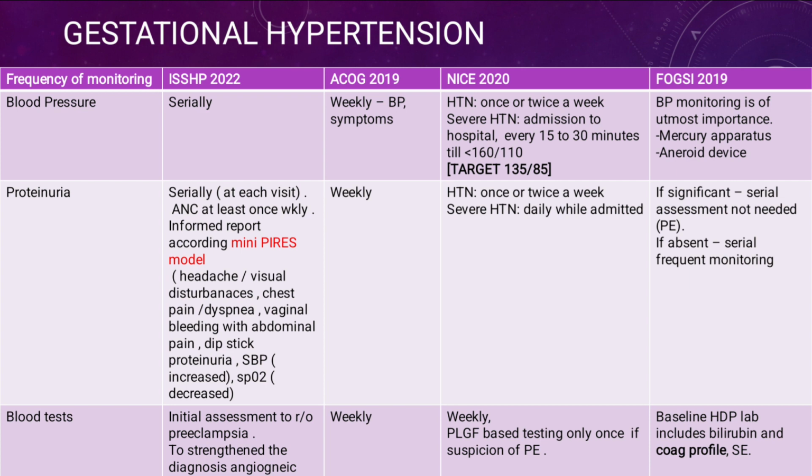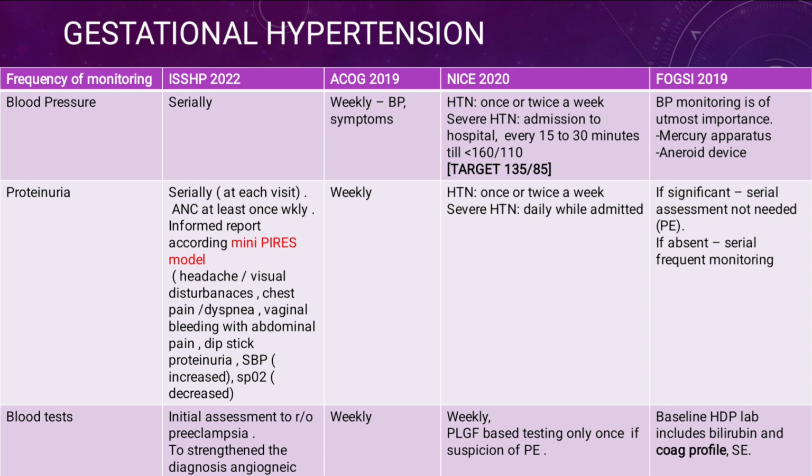If severe hypertension, I have to admit the patient, and every 15 to 30 minutes you have to monitor till below 160 by 110. Target BP has to be 135 by 85. In proteinuria there is serial measurement, at least once weekly. She has to report to the hospital if she develops symptoms like headache, visual disturbance, chest pain, dyspnea.